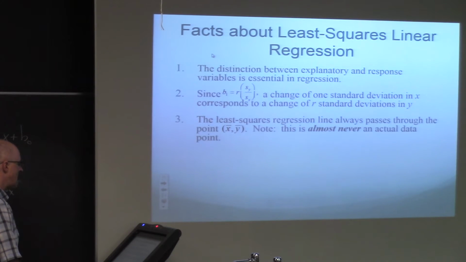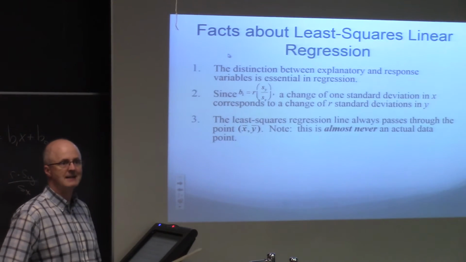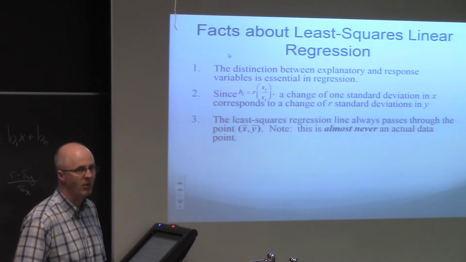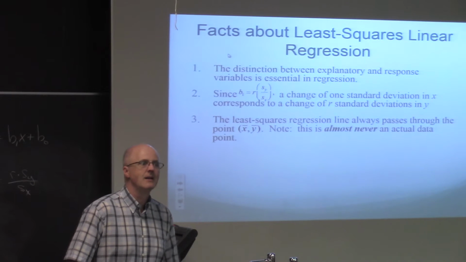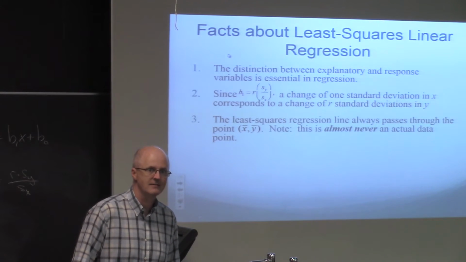The least squares line always passes through the point whose coordinates are the mean of the x's and the mean of the y's. Note, however, that this is almost never an actual data point. And in fact, for real data, linear regression lines almost never go through any data points exactly. That would be a very rare thing for real data.